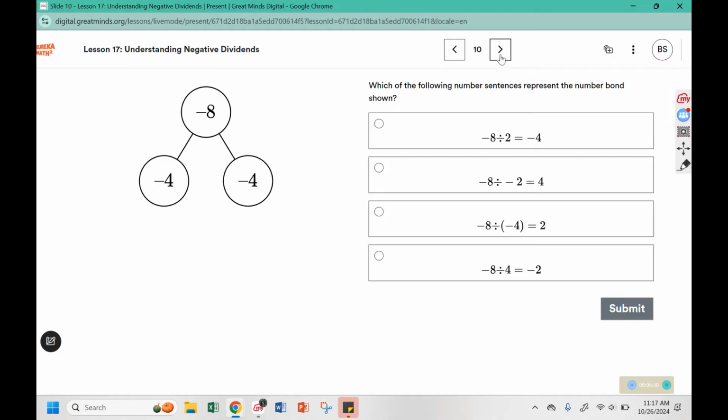Which of the following number sentences represents the number bond shown? -8 divided by 2, it's not divided into -2 groups, it's divided into two groups, equals -4. And this one would say it's divided into four groups or divided into -4 groups.